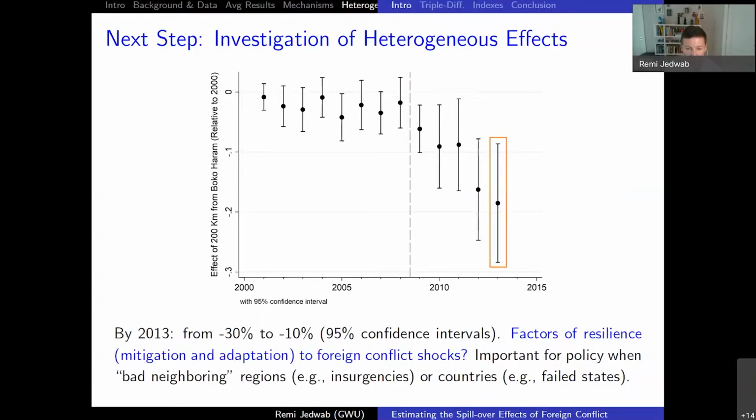And when we say resilience here, we mean both mitigation. So you have this negative income shock. Are you able to mitigate the shock right away? And then the question, after 5 years, are you able to adapt? This is the same thing with climate change. We want to know about mitigation versus adaptation.